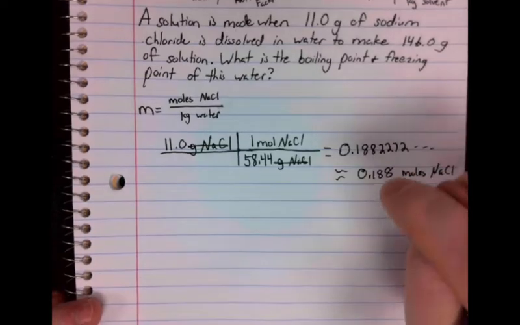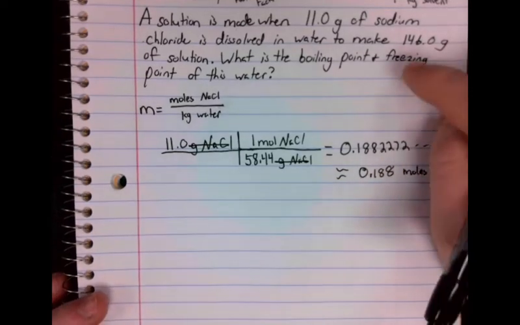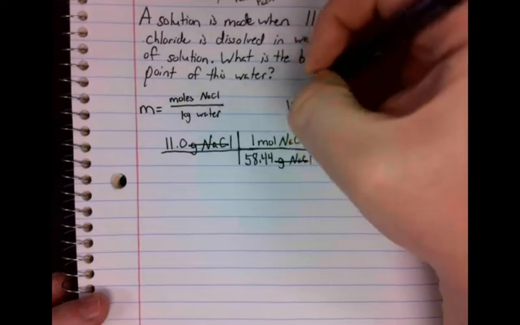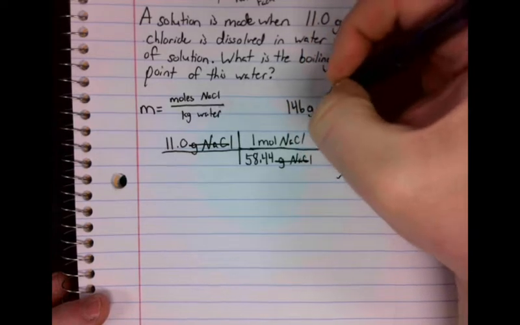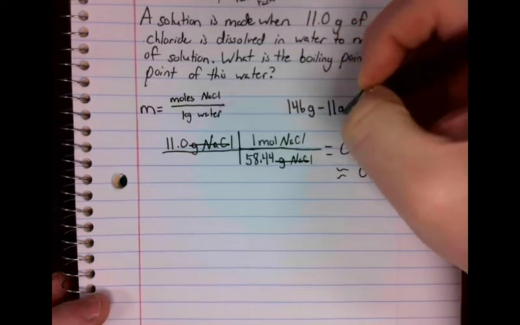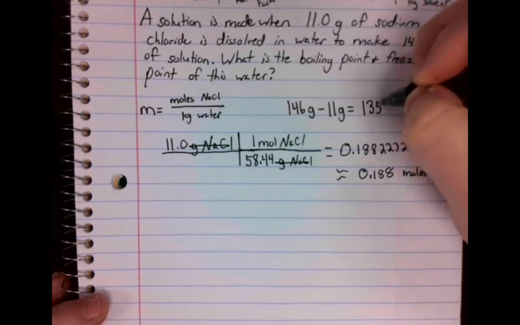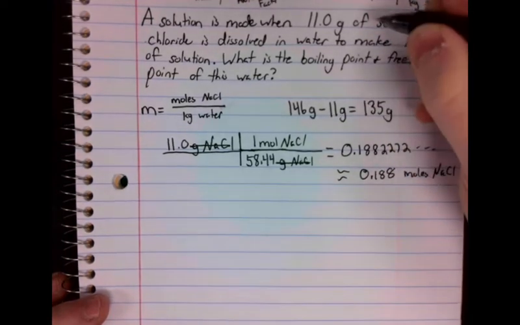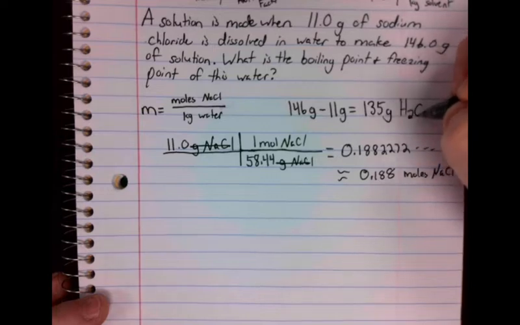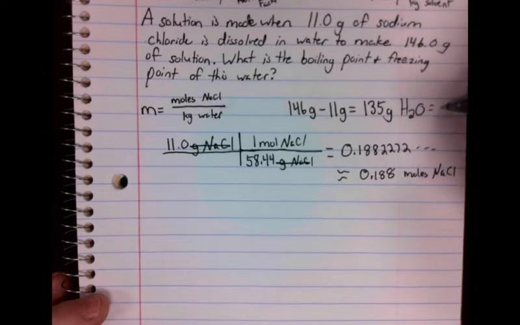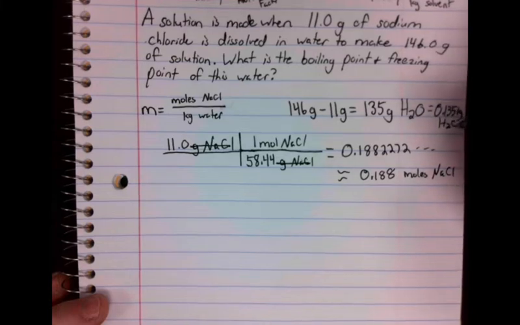Next, we need kilograms of water. Well, we ended with 146 grams, but we got there by adding 11 grams of NaCl. So if we subtract that, we get 135 grams that isn't NaCl, so that must be our grams of H2O, which is the same thing as 0.135 kilograms of H2O.